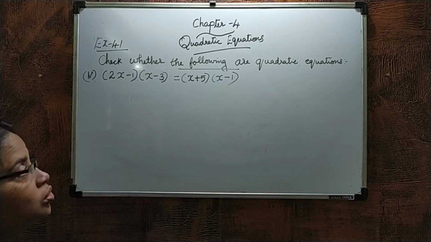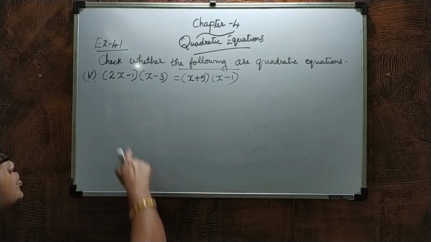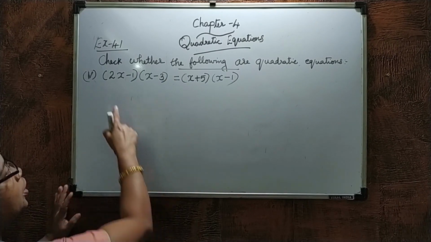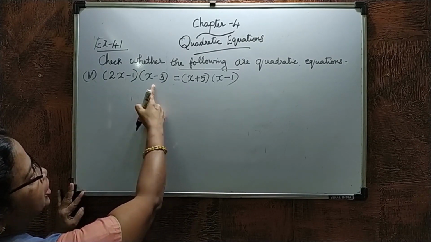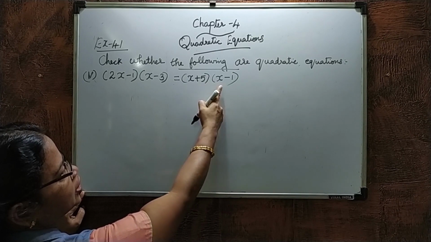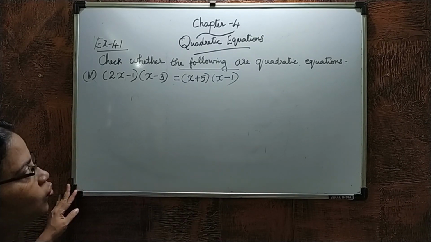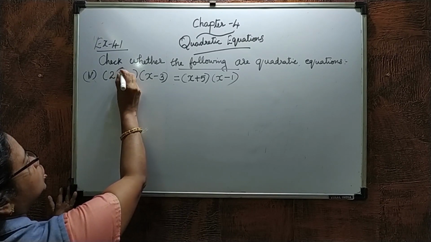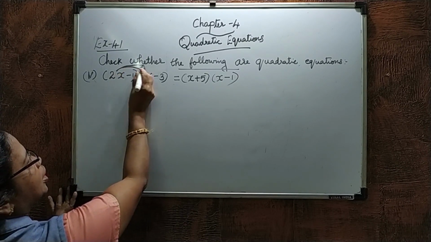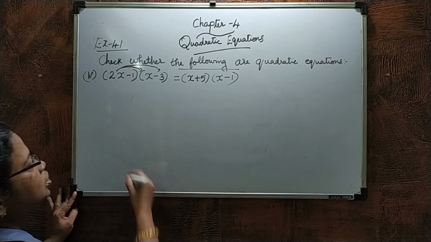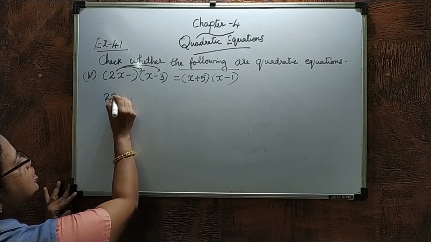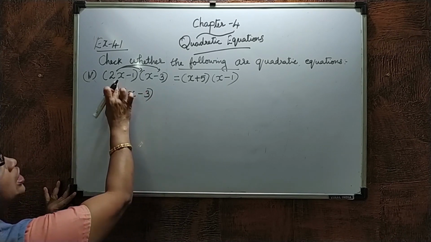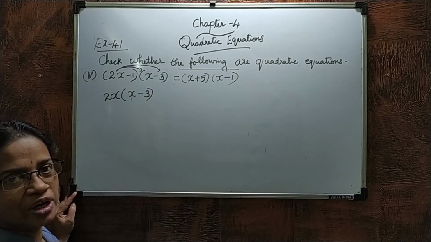Now you will do the questions from the textbook. This is exercise number 4.1, fifth question. 2x minus 1 into x minus 3 equals x plus 5 into x minus 1. What you have to do first? You have to solve. So here what you should do? With this 2x you have to multiply the bracket. So it will be 2x into x minus 3. With this 2x you are going to multiply x minus 3.